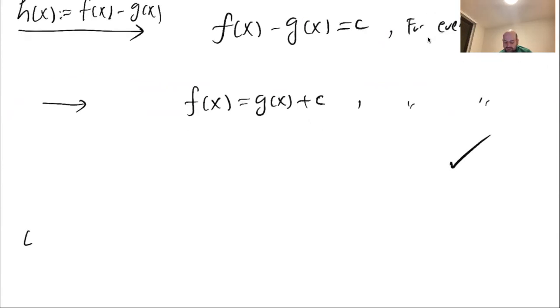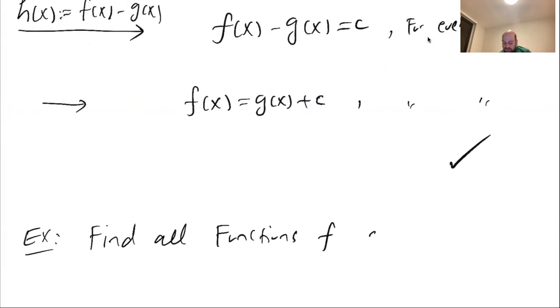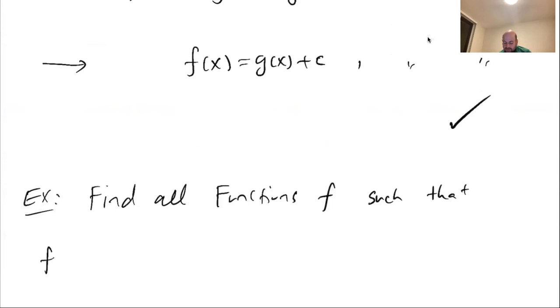Now let's look at an example of this theorem. Find all functions f of x, find all functions f such that f prime of x is equal to 2x. You want to find the list of all functions whose derivatives are 2x.